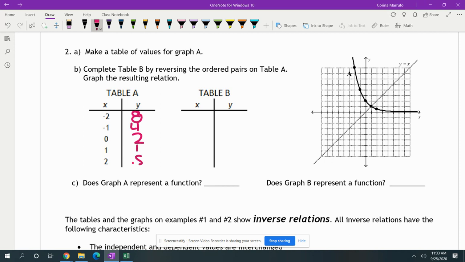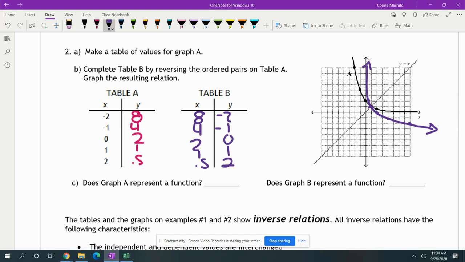So now to make table B, we reverse the order. So we have 8, 4, 2, 1, and 0.5. And then our x values are -2, -1, 0, 1, and 2. So on here, we're going to do 8, -2. Then 4, -1. Then 2, 0. Then 1, 1, and 0.5, 2. So if we connect those, this is what it looks like.